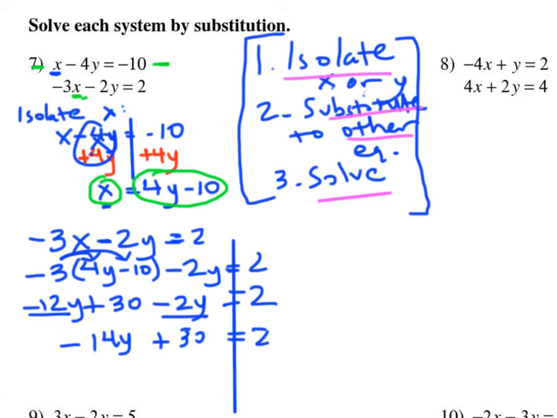All right, so next up, I'm going to subtract 30 from both sides. That gives me a nice 0 pair here. So negative 14y equals, let's see, these are different signs, so subtract: 30 minus 2 is 28. Take the sign of the bigger number, negative 28.